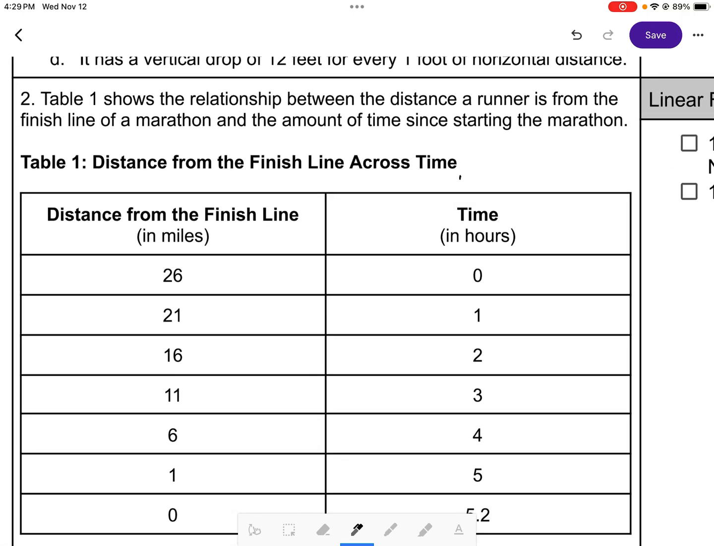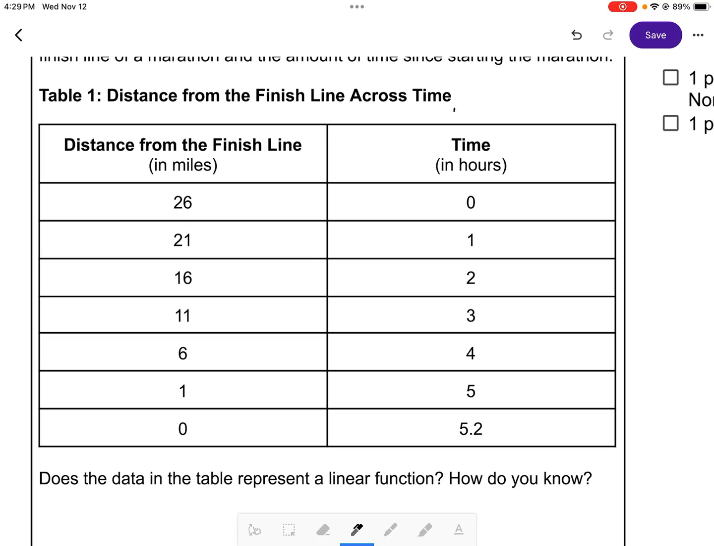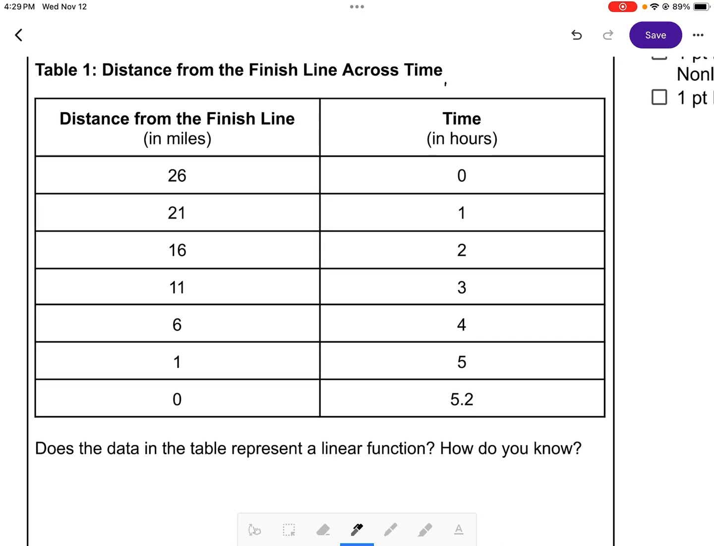Number 2, Table 1 shows a relationship between the distance a runner is from the finish line of a marathon and the amount of time since starting the marathon. So here we have distance from the finish line in miles, and we have time in hours. And I need to determine whether the table represents a linear function, and how do I know that? Well, let's look at our pattern here.